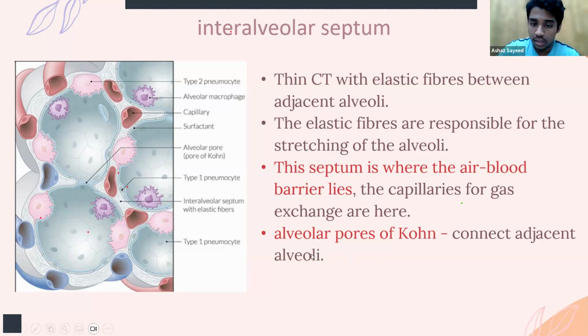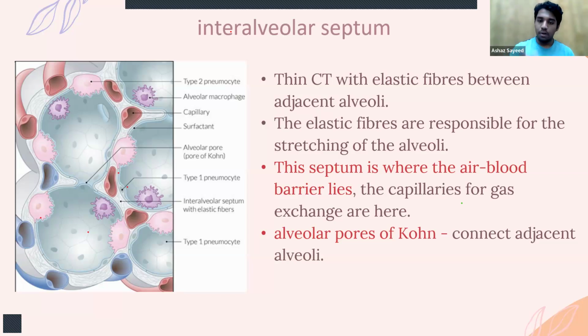Also, we have something called alveolar pores of Kohn, which are basically like an access way. So we have a solid septum, but then there is a hole at the center. Now this hole is going to be an access way to connect various alveoli, and this hole is called the alveolar pore of Kohn.